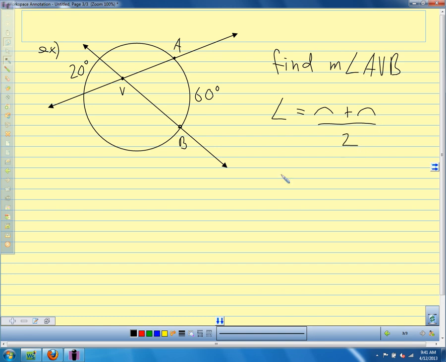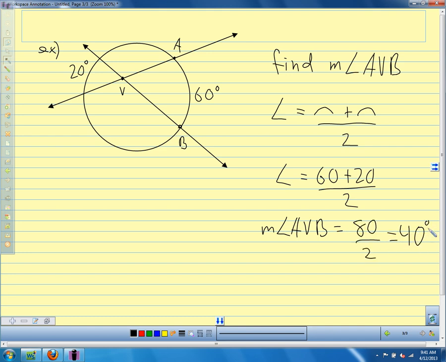So I'm going to say the angle is 60 plus 20 divided by 2. So just to write it out a little more, measure of angle AVB, 60 plus 20 is 80 divided by 2, which is 40 degrees. So the measure of angle AVB is 40 degrees. Add the two arcs, divide by 2.